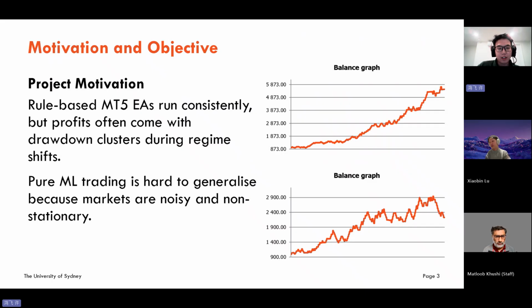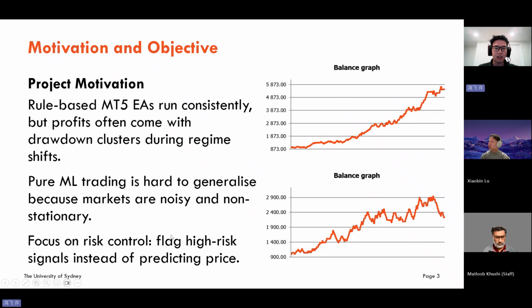Also, pure machine learning trading is hard to generalize because markets are noisy and non-stationary. So we can't use AI or large language models or any machine learning technique to predict the market. That will not work. So we can't use only rule-based and we can't use only the AI. So we've got to combine them together, and machine learning is for risk control.